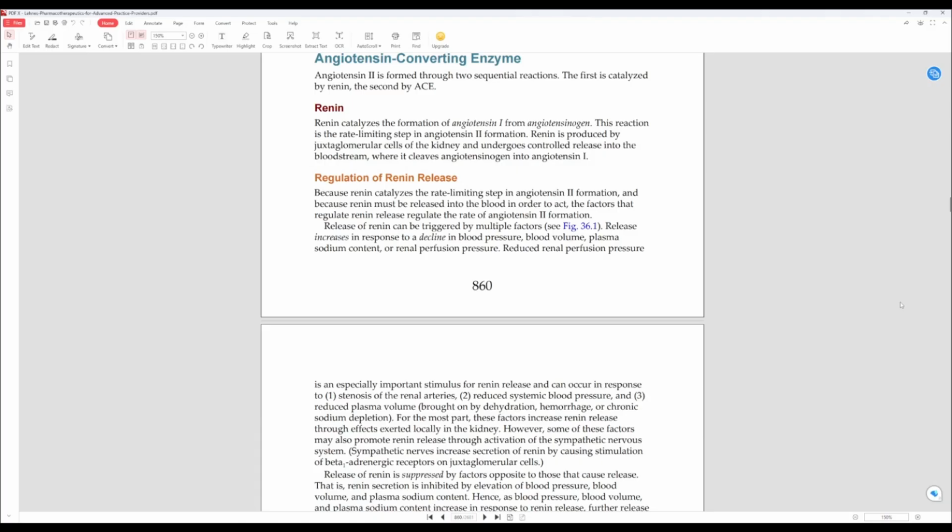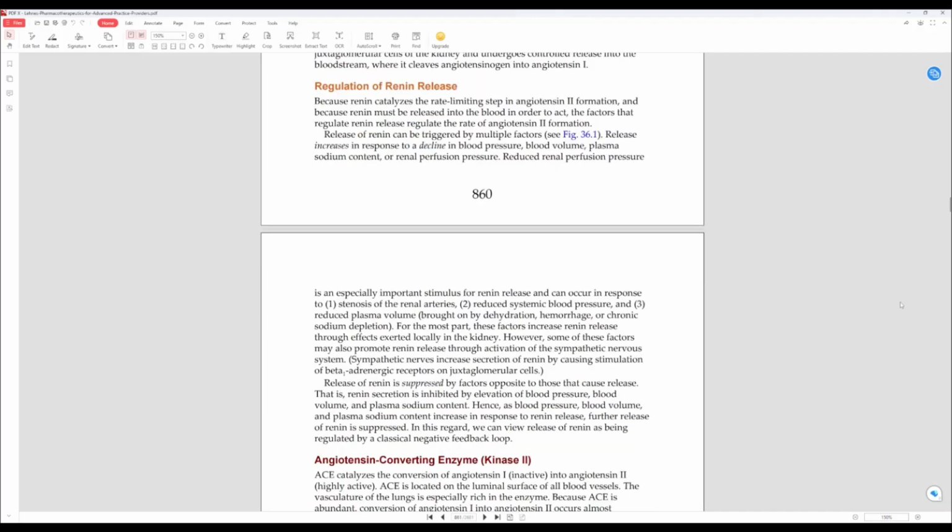This reaction is the rate-limiting step in angiotensin II formation. Renin is produced by the juxtaglomerular cells of the kidney and undergoes a controlled release into the bloodstream, where it cleaves angiotensinogen into angiotensin I. So, the regulation of renin release. Because renin catalyzes the rate-limiting step in angiotensin II formation, and because renin must be released into the blood in order for it to act, the factors that regulate renin release regulate the rate of angiotensin II formation.